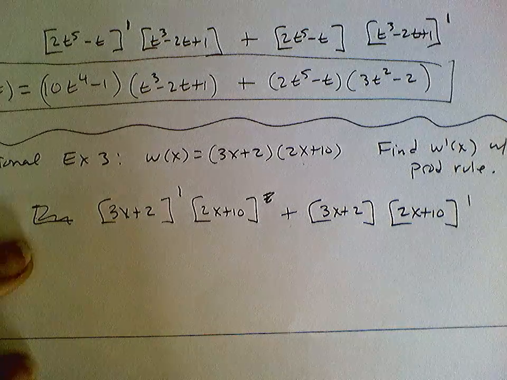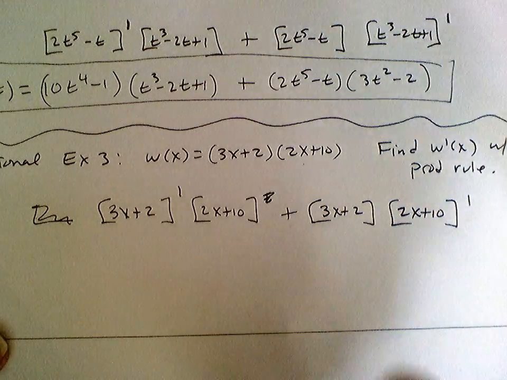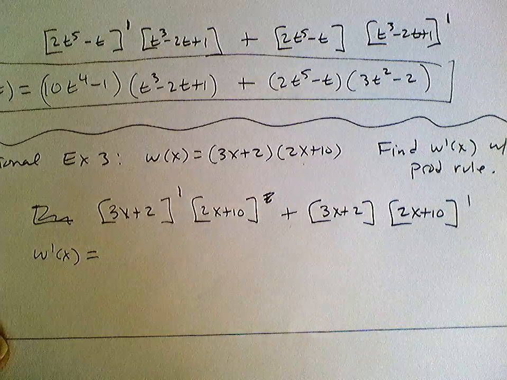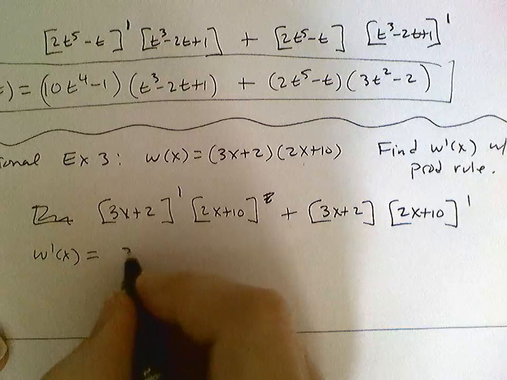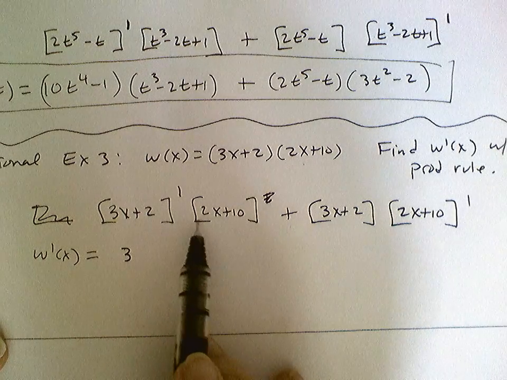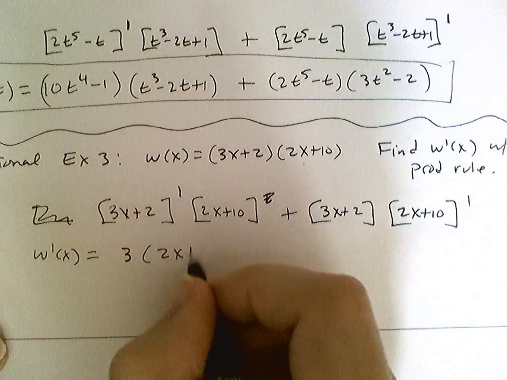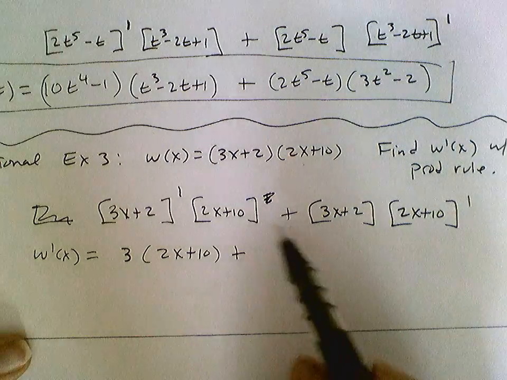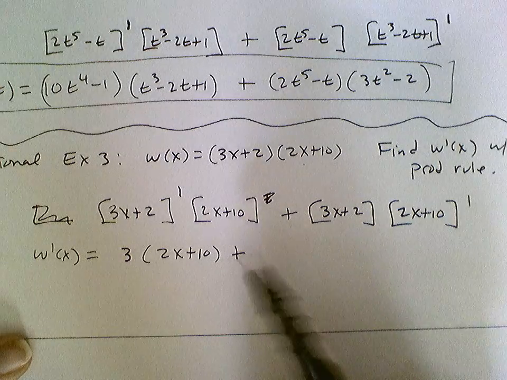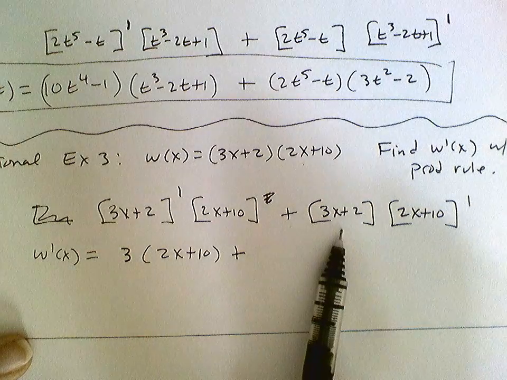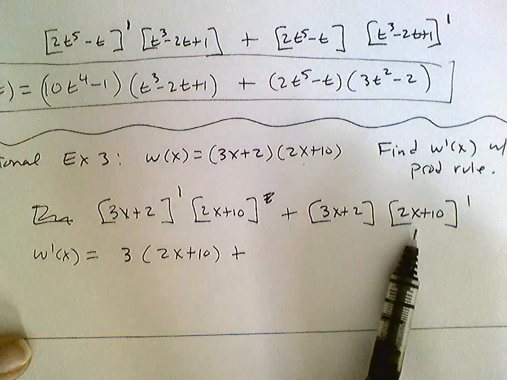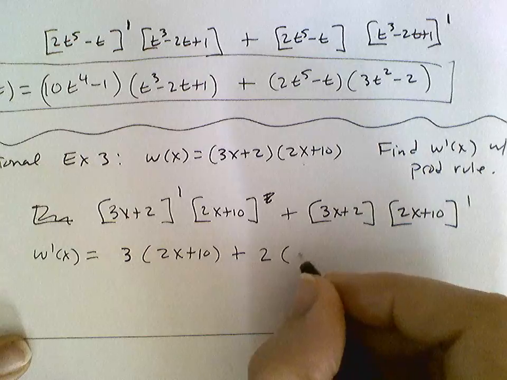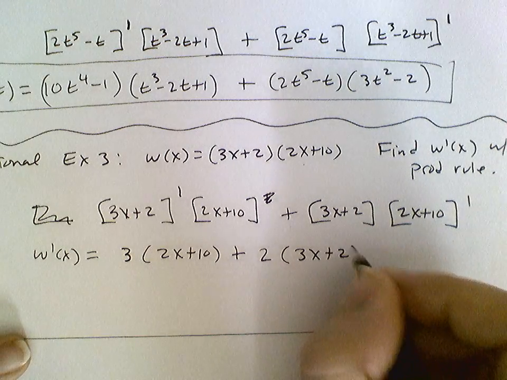All right. And I'm about to get my final answer, so I'm going to bring down a w prime of x equals, derivative of this is just 3. I'm not taking the derivative of that one, I'm just bringing it down in parentheses because it's a binomial. Bring down the plus sign. And now I'm going to bring this one down in parentheses, and next to it I will have the derivative of this one. So the derivative of that is just 2, so I'm going to write that first, and then bring down the 3x plus 2.